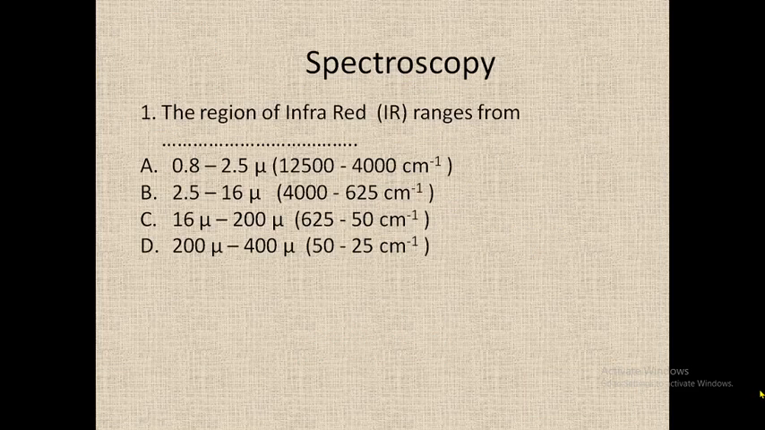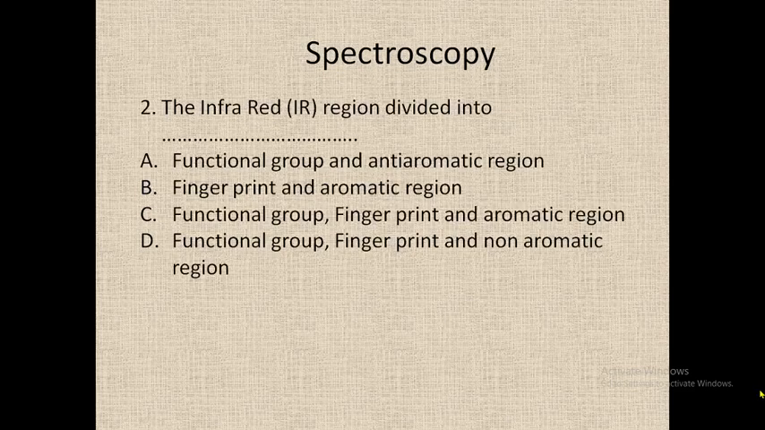First question: the region of infrared radiations ranges from dash dash. Options are given: A, 0.8 to 2.5 micron; B, 2.5 to 16 micron; C, 16 micron to 200 micron; and D, 200 micron to 400 micron, and the corresponding values in centimeter inverse are also given in brackets. So what's the answer? Any guess? The answer is 2.5 to 16 micron. Let's go for the next.